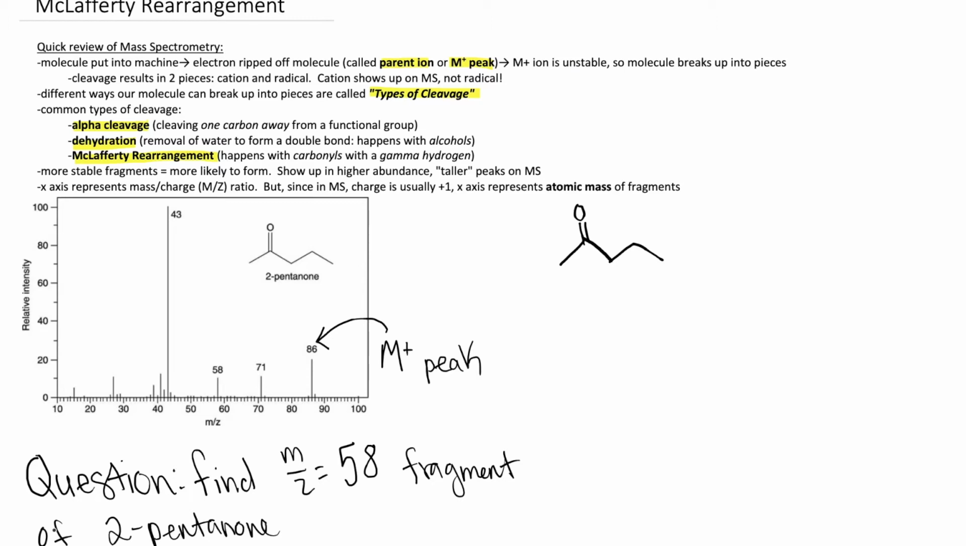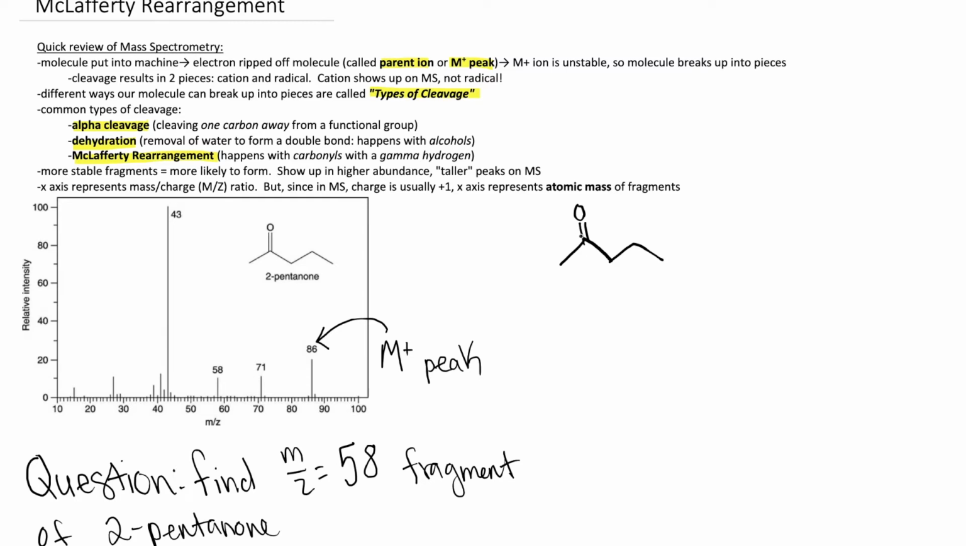So let's say we had a question on an exam that was asking us to find the fragment that has an m/z ratio of 58 for 2-pentanone. What this question is basically asking me is which fragment has a molecular weight of 58 AMUs. In order to answer this question, I'm going to first try out some of our more straightforward common types of cleavage. A great example is alpha cleavage.